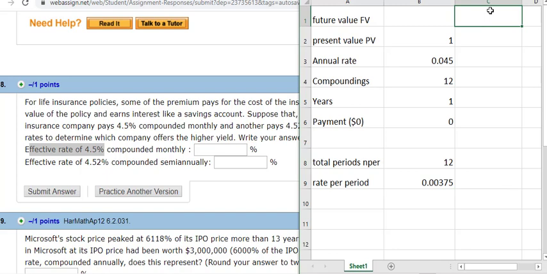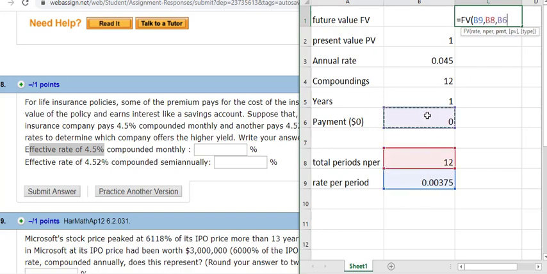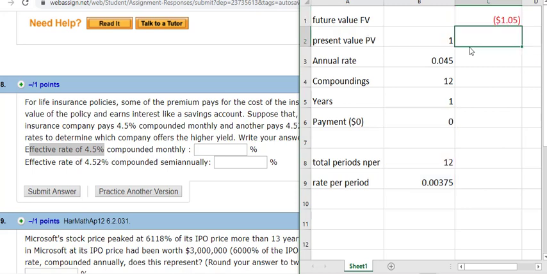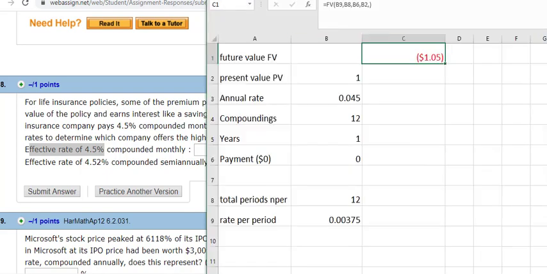I want to find the future value formula. And I need the rate, comma, number of periods, comma, payment of 0, present value of $1. Let it default to end of the period payments. And you get 1.05. I need to see more decimal places than that. So we're going to format this cell.